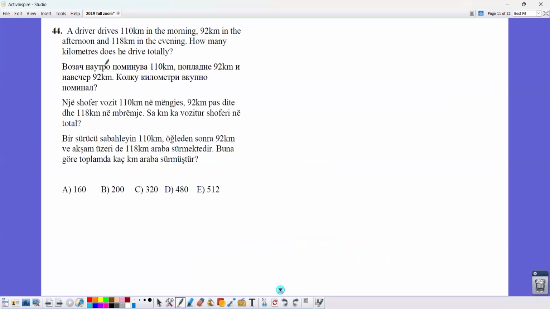When we are coming to this one, it says a driver drives 110 kilometers in the morning, 92 kilometers in the afternoon, and 118 kilometers in the evening. How many kilometers does he drive totally? So what we are doing, we are adding them, nothing else. When you add them, 10, 1 in mind, 11, 12, 1 in mind, 2, 3, 320 kilometers he has totally driven. That's all. Here you don't have anything else.